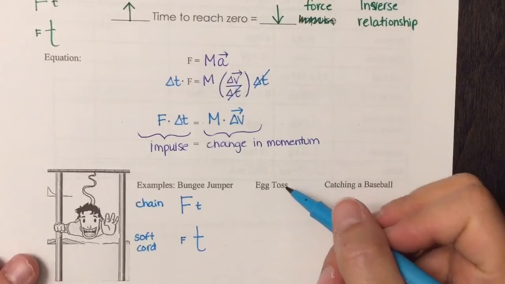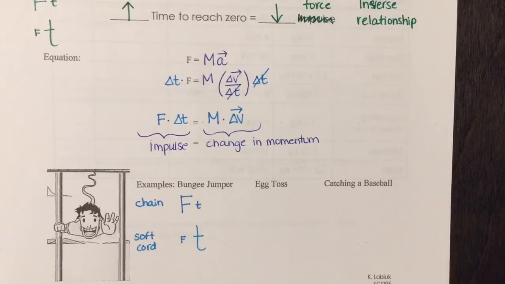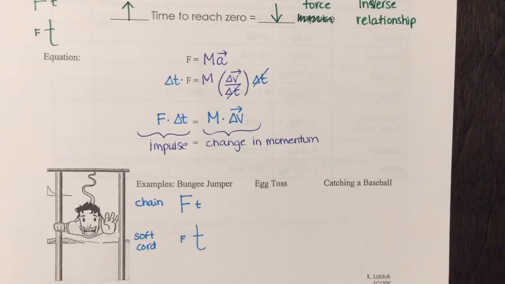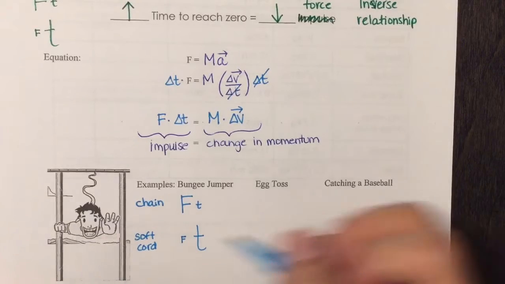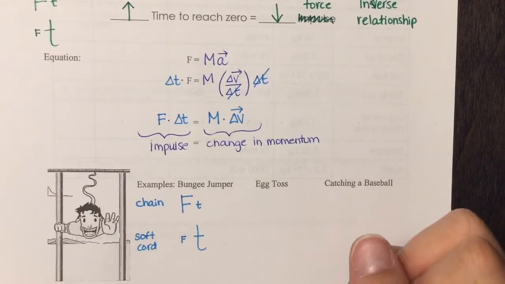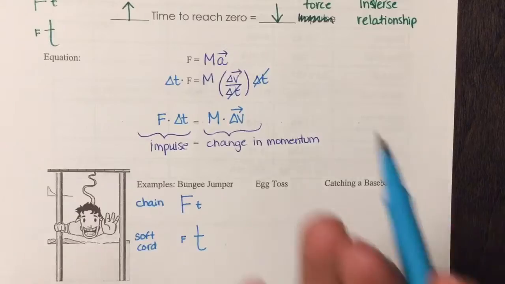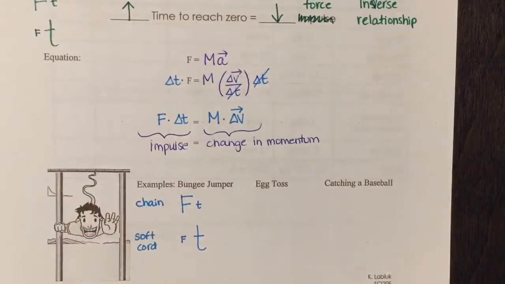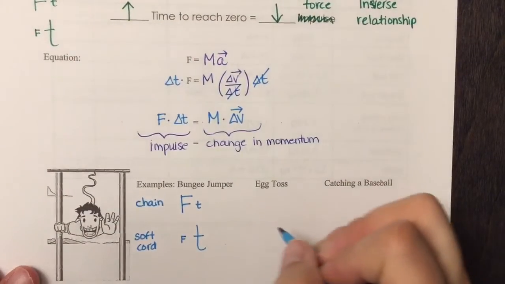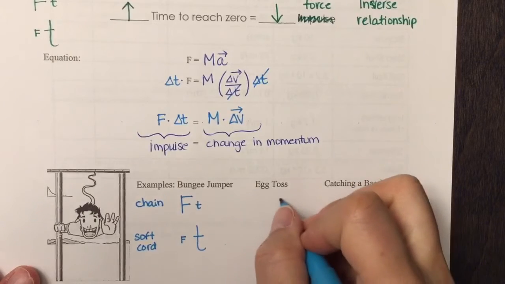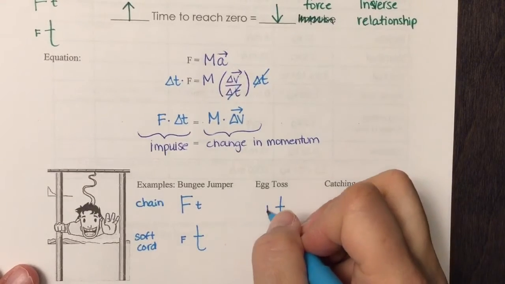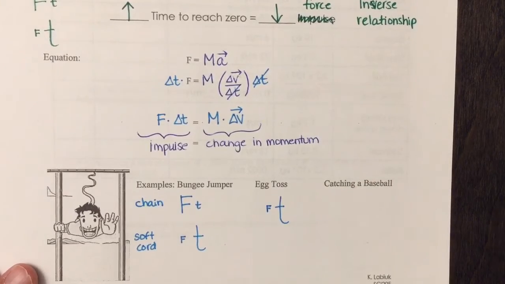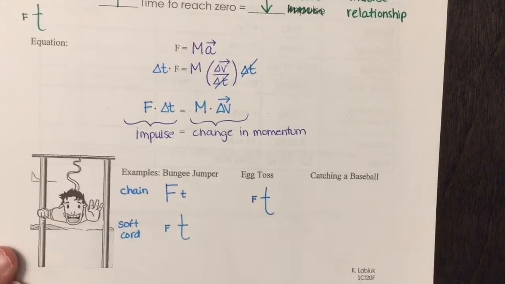Same thing with an egg toss. If we were in class, we would be chucking eggs back and forth, I promise, and raw ones too, not baked ones. But if you're catching the egg, most of you are going to take the hand and then kind of cup it. And this is so that we increase the time it takes for the egg to slow down so it experiences a small force.